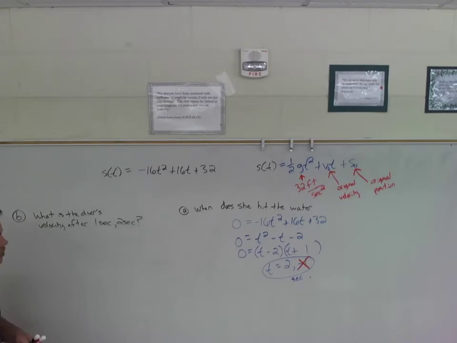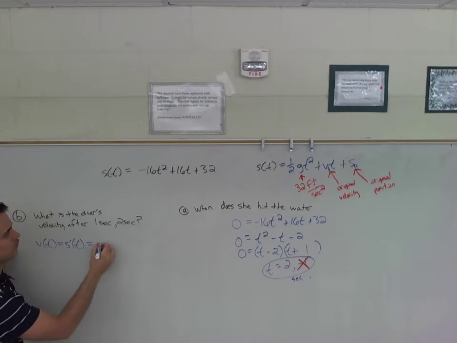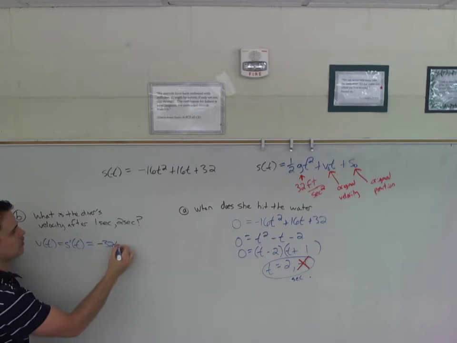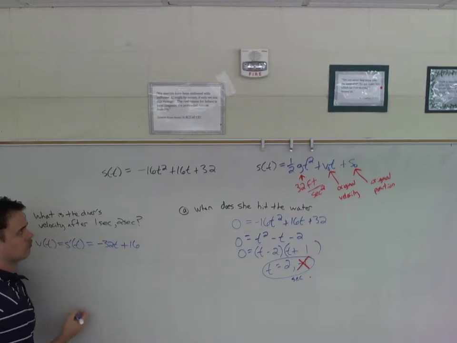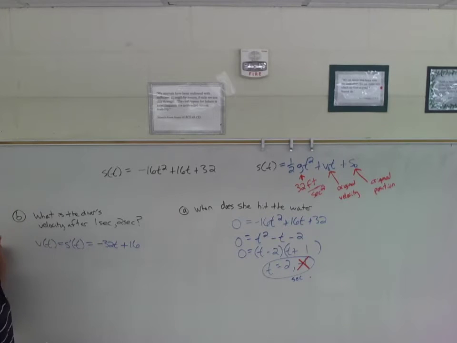What's her velocity after that? I would start by taking the derivative. So v of t we just said is s prime of t. So we take the derivative, which is what? Help me out. Negative 32t plus 16. Plus 0. That's it. Yeah? We okay with that? Anybody have a question?